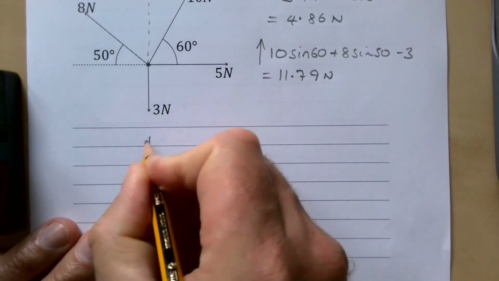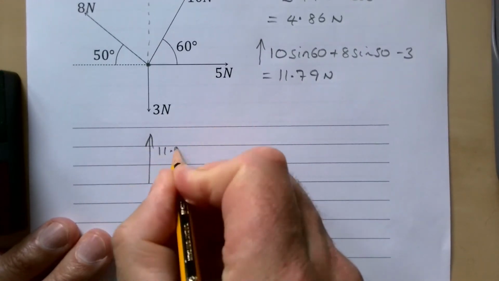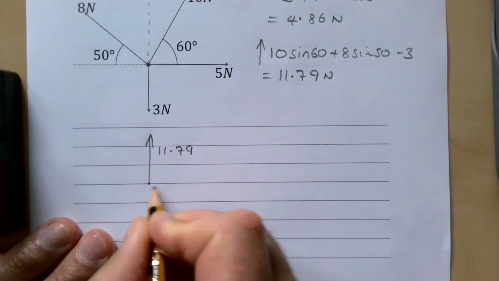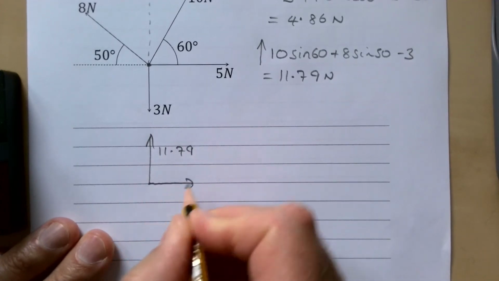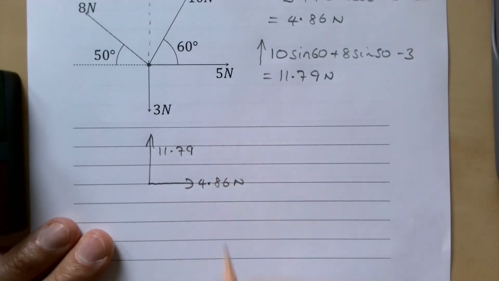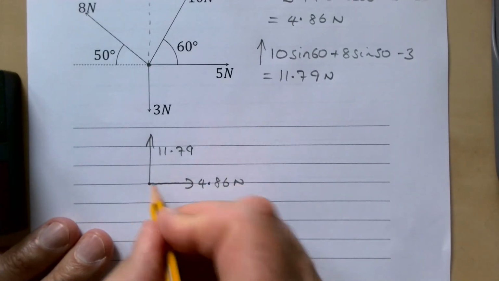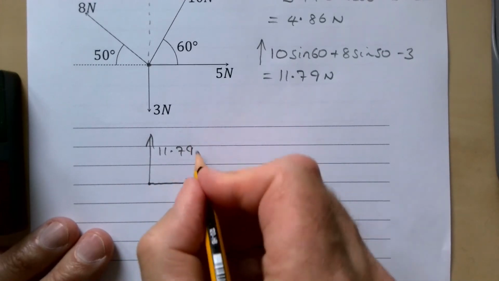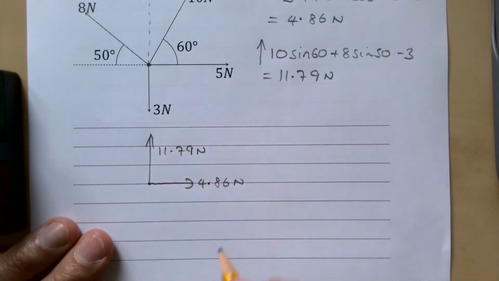So we have 11.79 and we have a 4.86, and we need to find the resultant of those 2 forces. So 2 people are pulling on a chair, one with this force and one with this force. What way is it going to go?